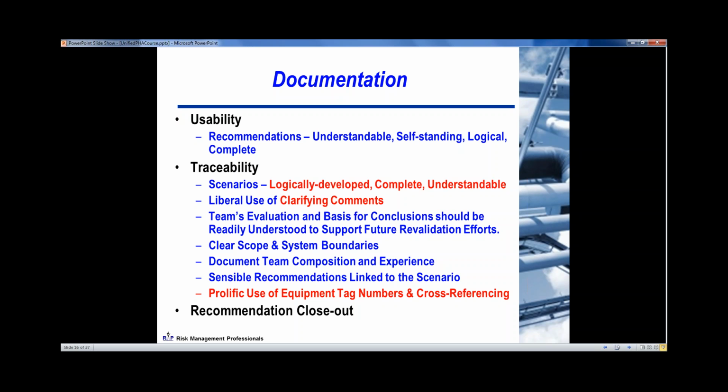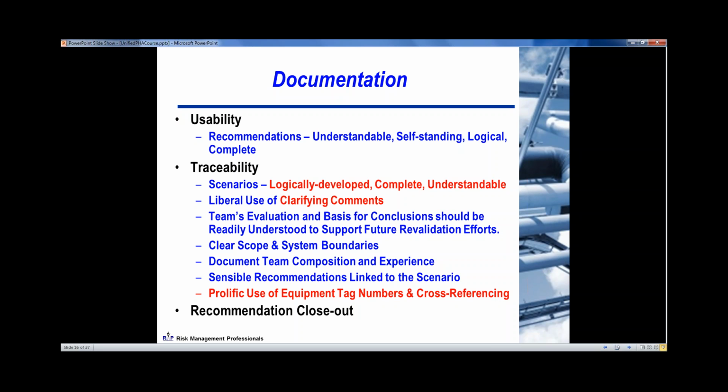So, again, quality documentation is all part of not only doing a good job, but in the long run you can save a lot of money by minimizing rework. Making sure the scope and system boundaries are clear, team composition and experience, these are all basics. If a recommendation is there, it should either be linked to the scenario or be part of a self-standing recommendation. You want to make sure that you provide some sort of basis for why somebody would want to take that action, make that correction, or change the design.